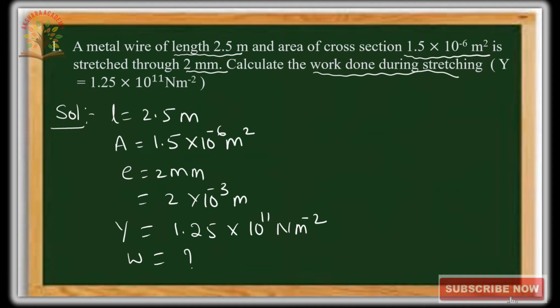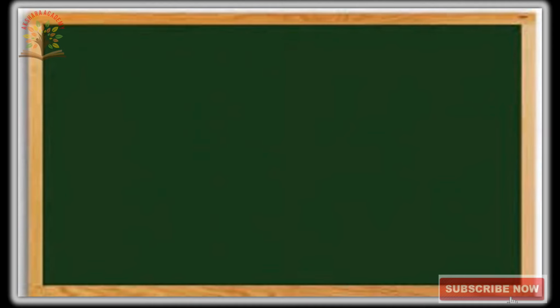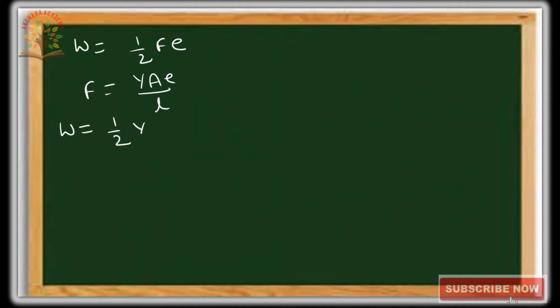So we'll write the formula next. We are writing the formula for W, that is work done. W is equal to half into F into e, but F is equal to Y A e by L. So work done W is equal to half into Y A e by L into e, nothing but half into Y A e square by L. Now you have to substitute all values in this.